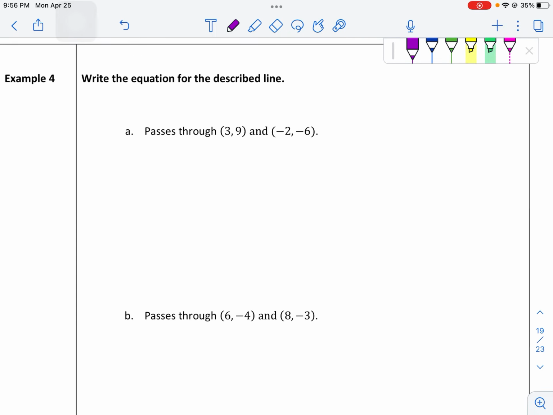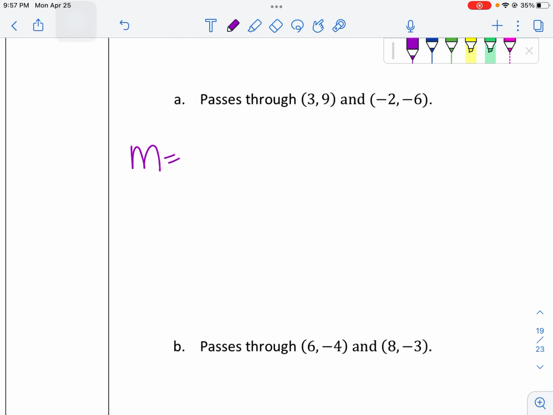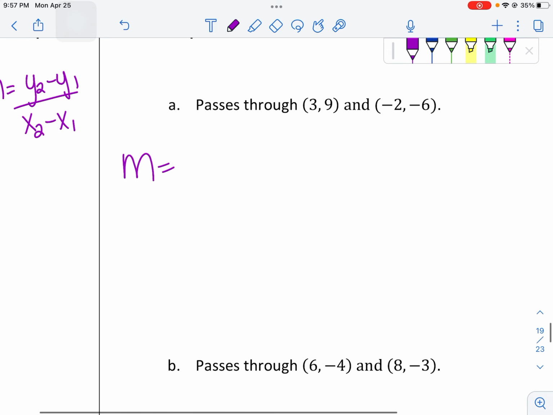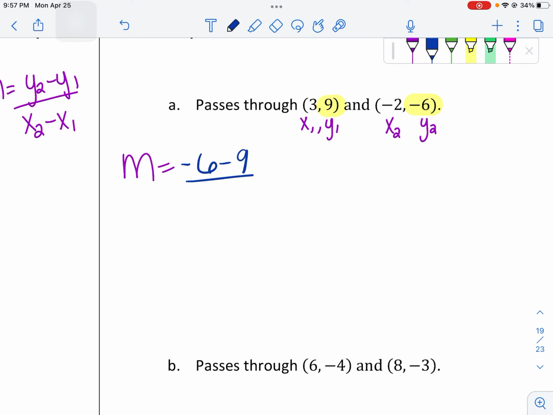Okay, so step 1, we need to find our slope. So just one more time, the slope equation was y2 minus y1 divided by x2 minus x1. And we got our points here. This is our first point, so this is our x1, y1. And then this negative 2, negative 6 is our second point, so this is our x2, y2. So our slope is going to be y2 minus y1. That's going to be negative 6 minus the 9 divided by x2 minus x1, so negative 2 minus 3.